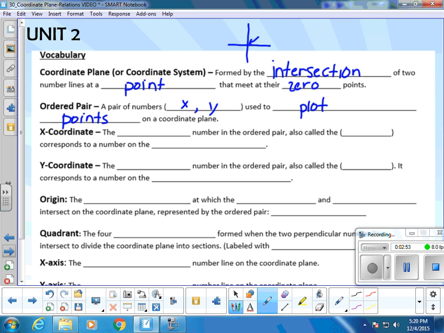The X coordinate is the first number in the ordered pair. It is also called the domain. Another thing that you can think of it as is your independent variable. If you're in science, remember that's the thing that you're changing. So that is the thing that you're controlling. The independent variable is what I'm changing in my science experiment.